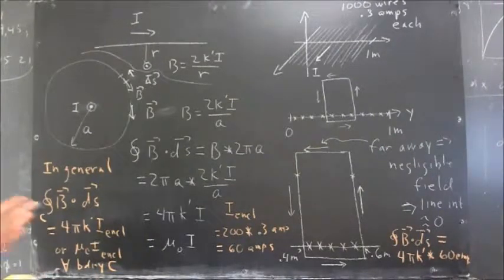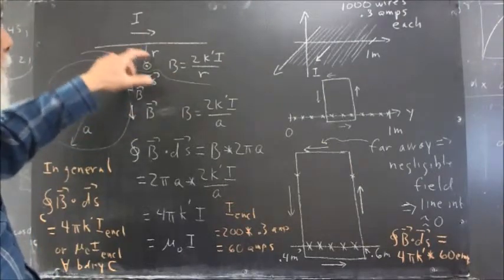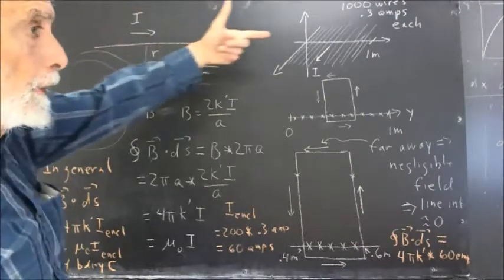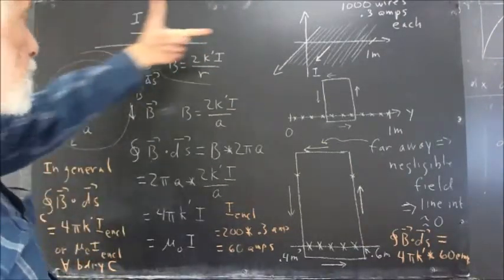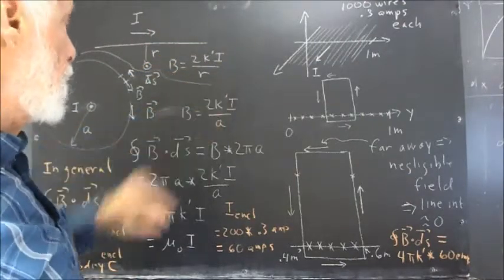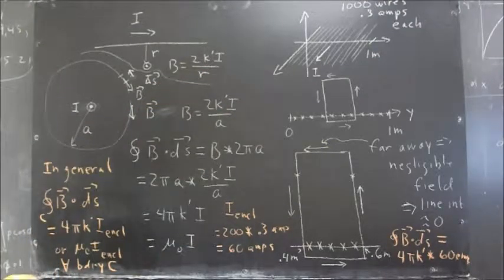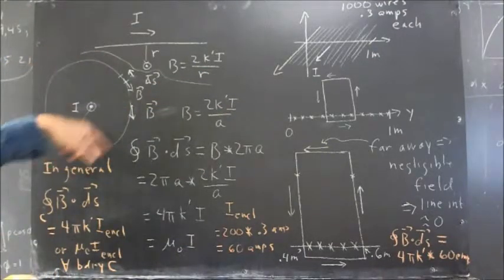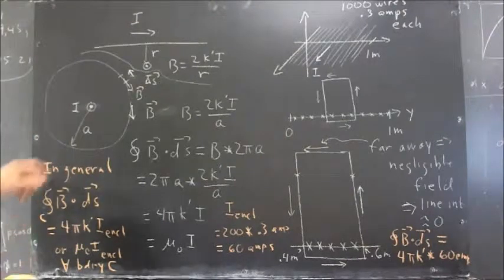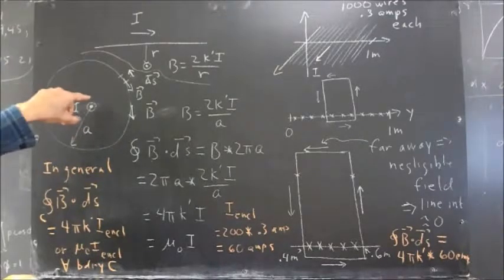Okay, first let's recall that the magnetic field at a distance r from a current running along a long straight conductor is 2k prime I over r. Okay, there's your magnetic field. Now, we assume a loop and a current running into the board.